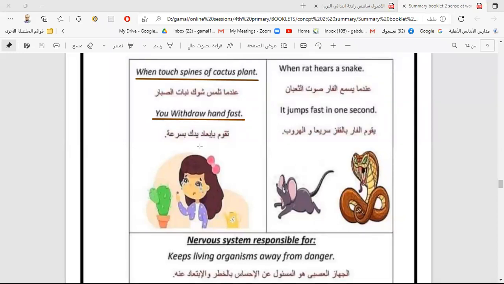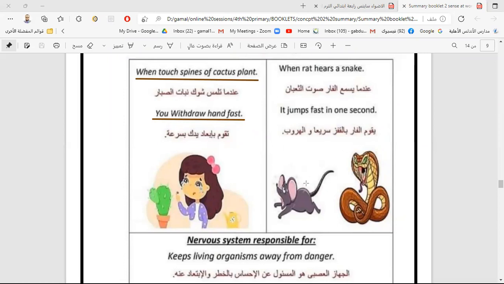This is a reflex action. And the reaction time is very short. It is the time between receiving the information and sending the reaction or sending the response.